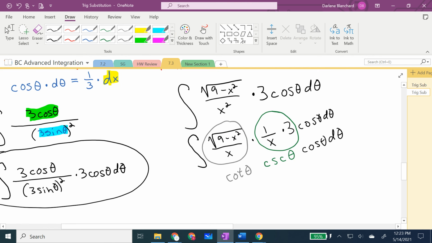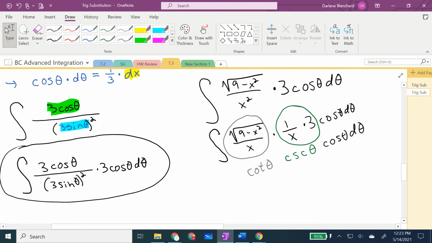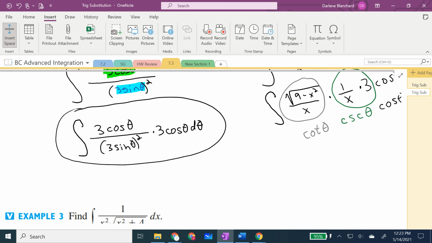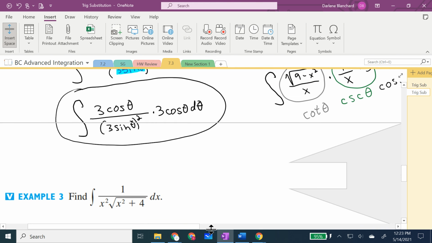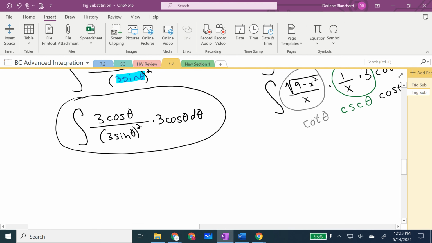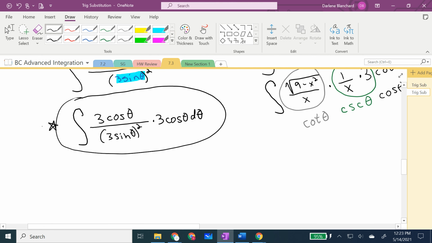But once you get to the point of the trig integral, then it's a matter of what do I have? How do I work with it? And let me insert some space. If we're looking at it from here, then I might see that I have 9 cosine squared theta over 9 sine squared theta d theta.